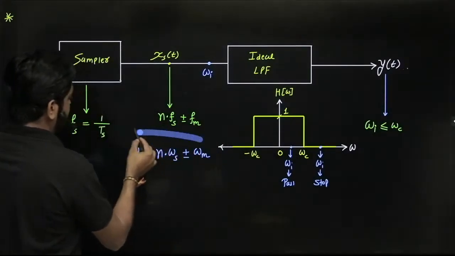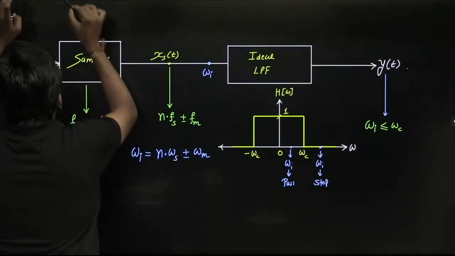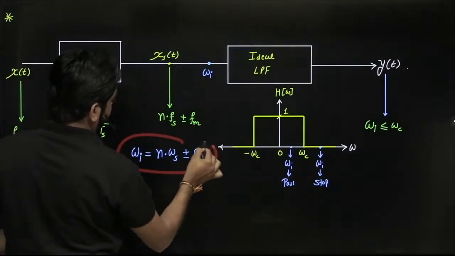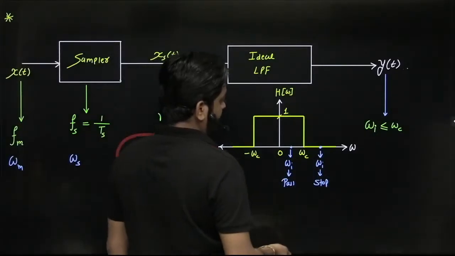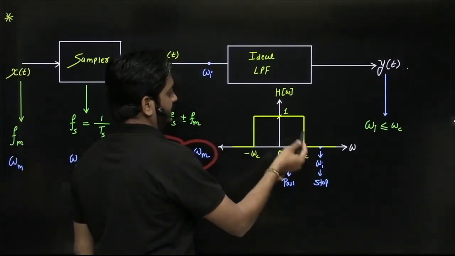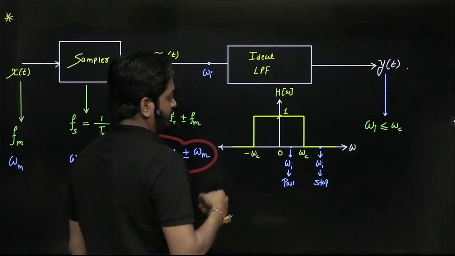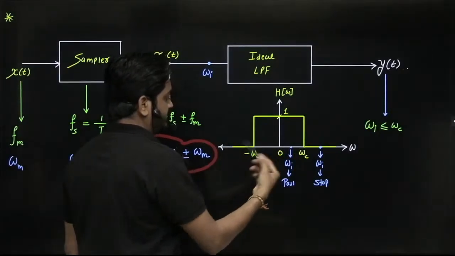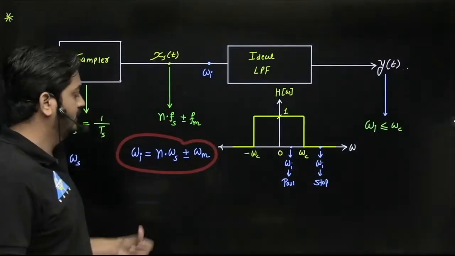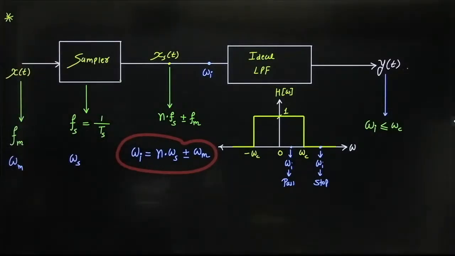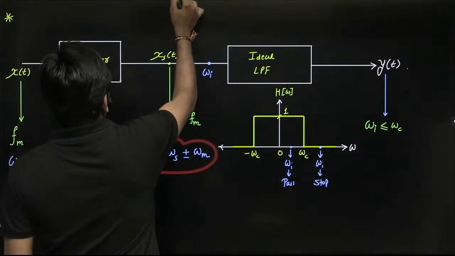The input frequency to the low pass filter is n omega s plus or minus omega m, and for the output, if the input frequency is greater than omega c, it will be rejected by the low pass filter, and if the input frequency is less than omega c, it will be passed by the low pass filter. This is a simple concept that you can remember. Fine. So let us take the next question.